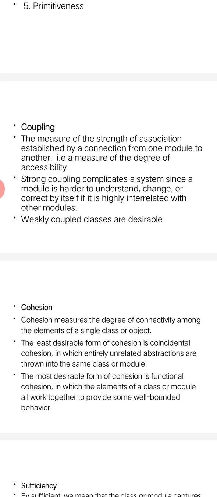So for getting the best results, we have to use functional cohesion. In functional cohesion, all elements are related to each other, and it provides the best results. But in the previous coincidental cohesion that is not possible, because unrelated abstractions are there. That's why functional cohesion is better when compared to coincidental cohesion. It gives better results.